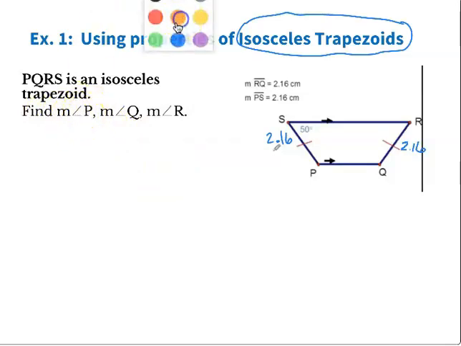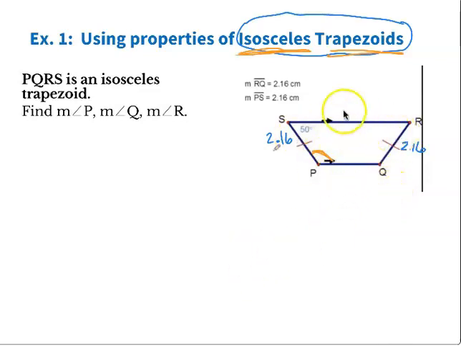So let me change colors here. We want to find the measurement of angle P. We'll do that in orange. And then we want to find the measurement of all the other angles, R and Q. So how can we find all these missing angle measurements when we're only given this angle measurement right here, angle S? Well, because I'm also given two side lengths, it allows me to determine that this is in fact an isosceles trapezoid. And once we know this is an isosceles trapezoid, we can use the properties that we just learned on the previous slide about the angle measurements of an isosceles trapezoid and the patterns that occur.